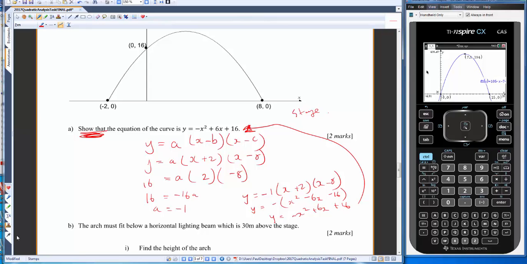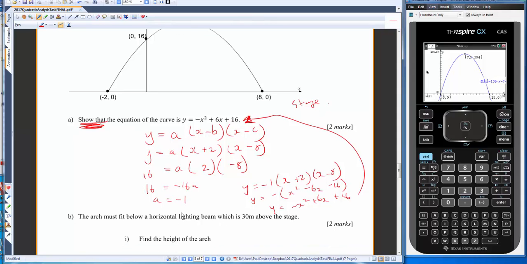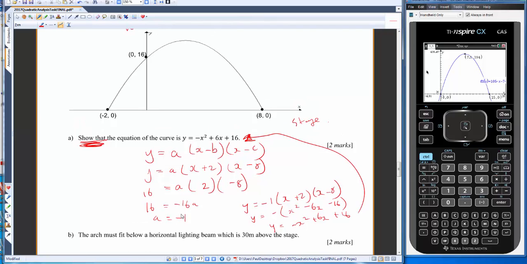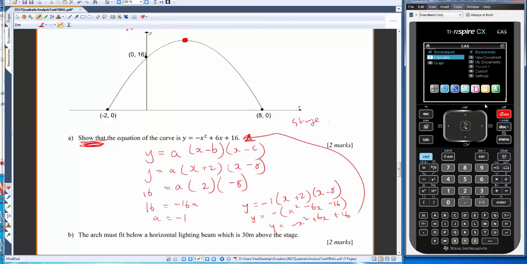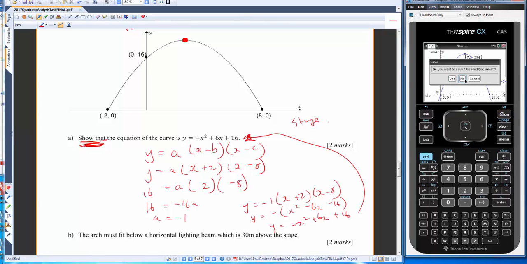Alright, the arch must fit below a horizontal lighting beam which is 30 meters above the stage. Okay, so find the height of the arch. Well, that's easy. That's its max. Okay, so what we're going to do is again go to our calculator and plot it. So new document and graphs, and let's type it in.